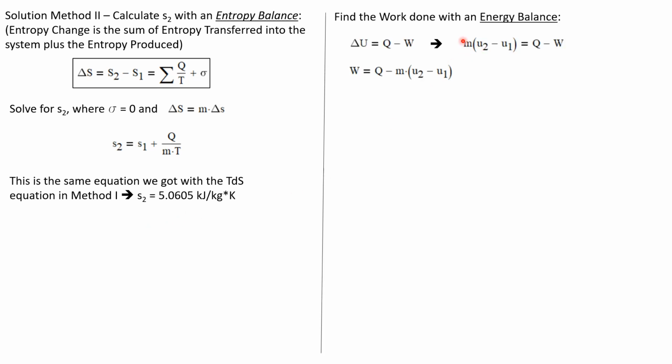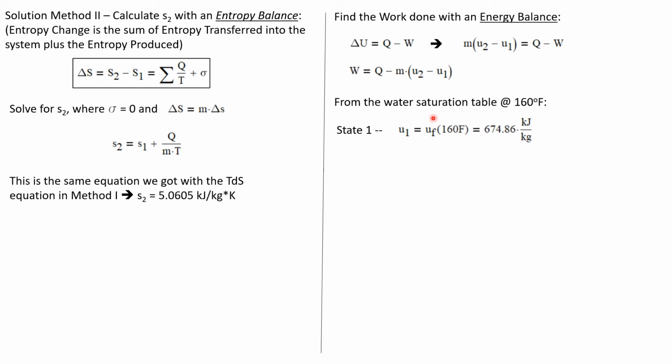Well, now we need to find the work done, and we'll do that with an energy balance. In a closed system where we're ignoring changes in kinetic and potential energy, our energy balance is just delta U is Q minus W. Let me rewrite delta U as the mass times the change in specific internal energy, and that's equal to Q minus W. Let's rearrange this and solve for W, because that's what we're looking for. W is just Q minus the mass times the change in internal energy.